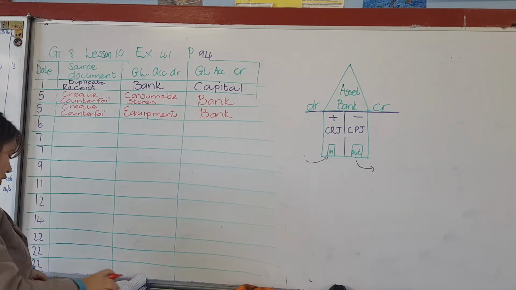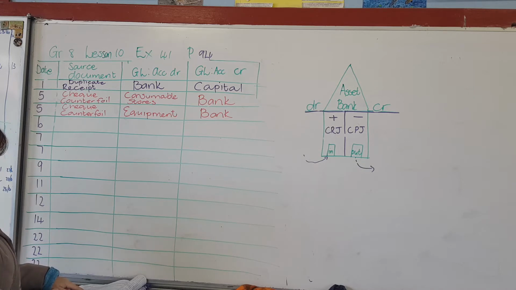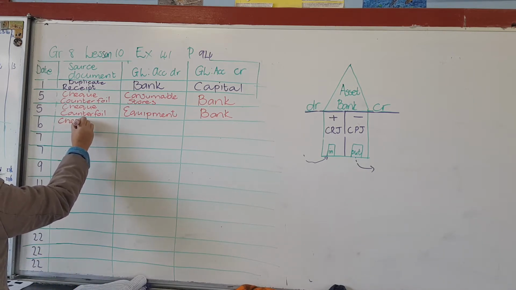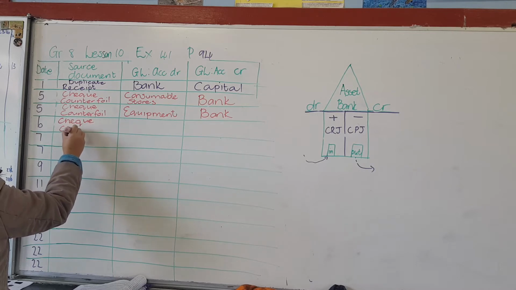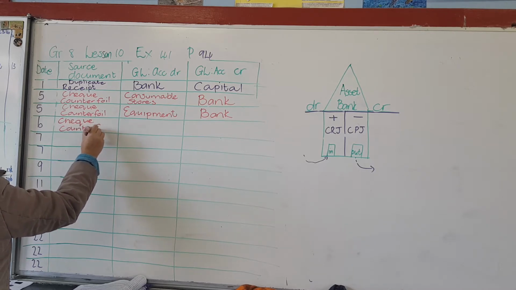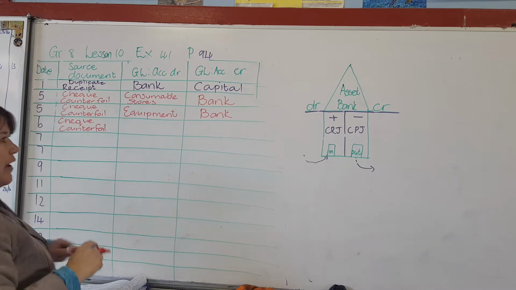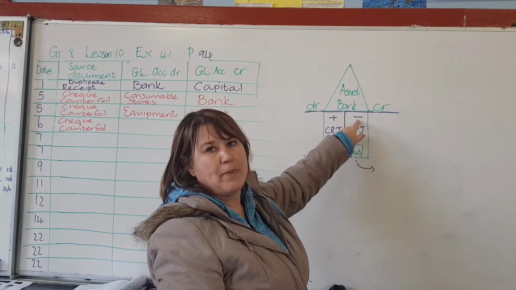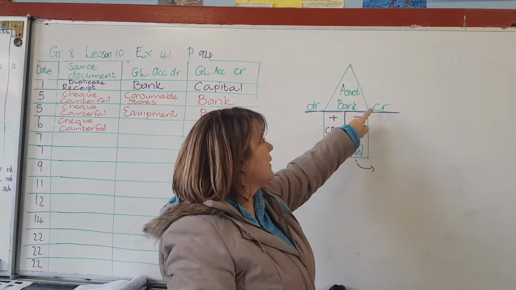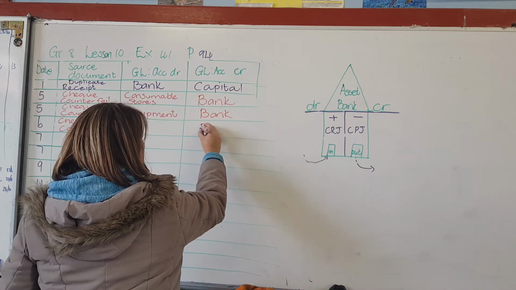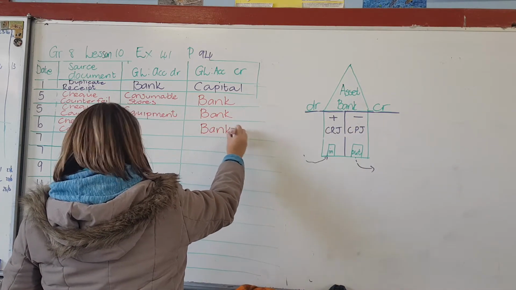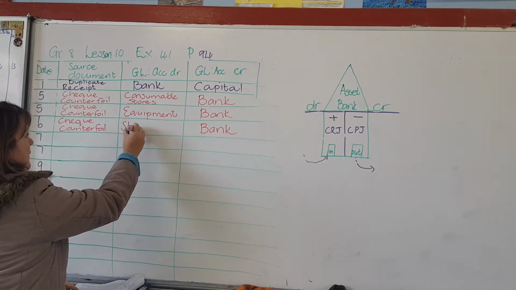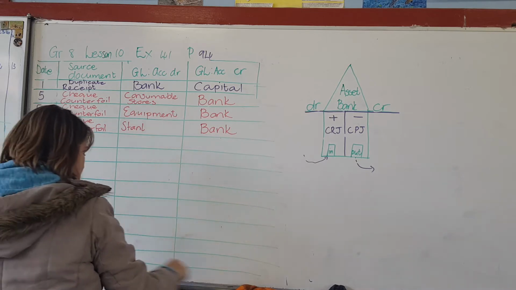Then on the 6th, bought stationery per check. So it's going to be a check counterfoil. You have bought, so you have made a payment. Money went out of your bank account, decreased, so your bank account will be credited. What did you purchase with that money? Bought stationery. Oh, look at the spelling.